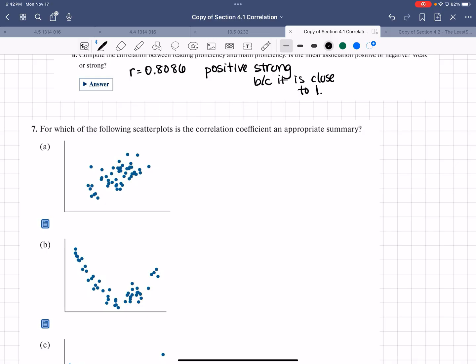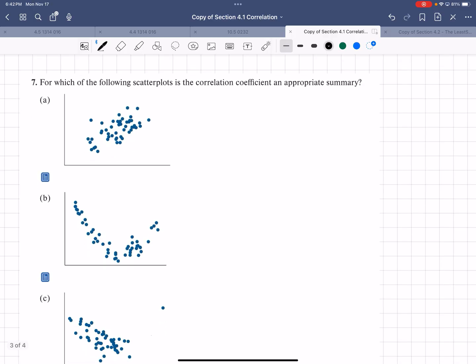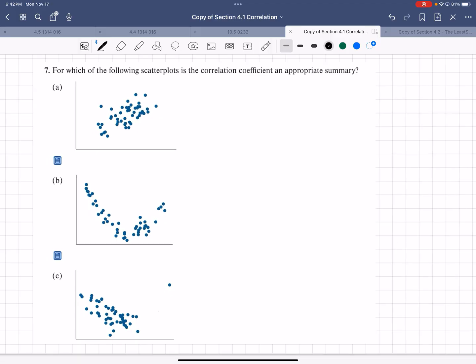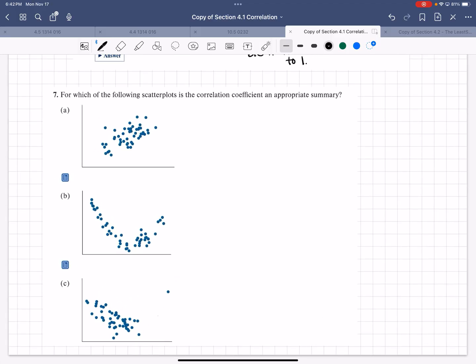But number 7, for which of the following scatter plots is the correlation coefficient an appropriate summary? Okay, so now here's where this comes into play. Talking about an appropriate summary, guys, you only talk about a correlation coefficient if it's linear, okay?